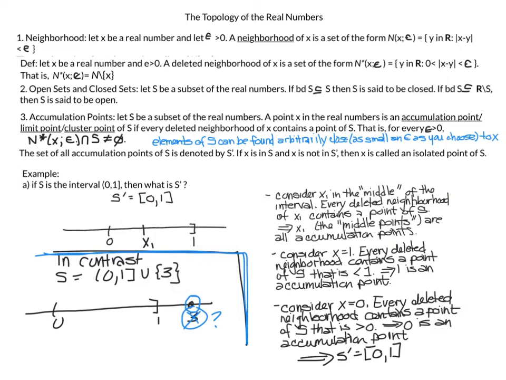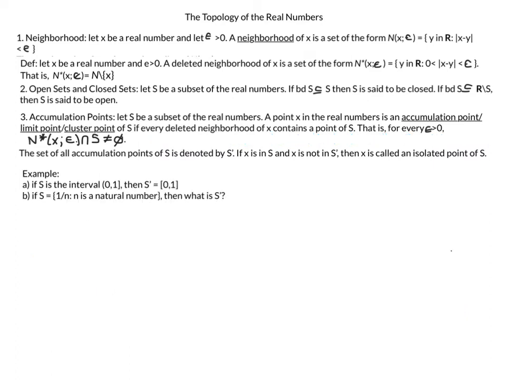Even 0, which is not in the set, can't really get too far away from the set because you can choose an epsilon really small, and because it is an accumulation point, any neighborhood you draw around 0, no matter how tiny the epsilon, will always intersect S. So in other words, the points in S are getting arbitrarily close to this limit point or accumulation point. So we've done this example where the interval is the half-open interval 0 to 1, and we said the set of accumulation points is the closed interval 0 to 1.